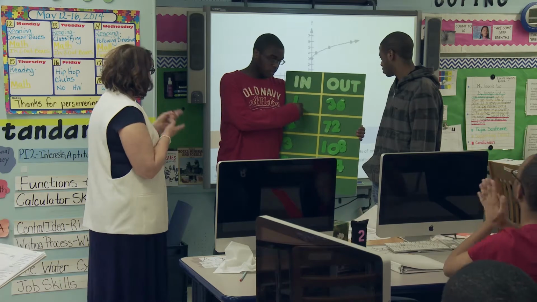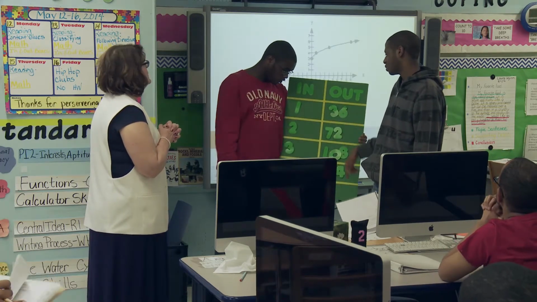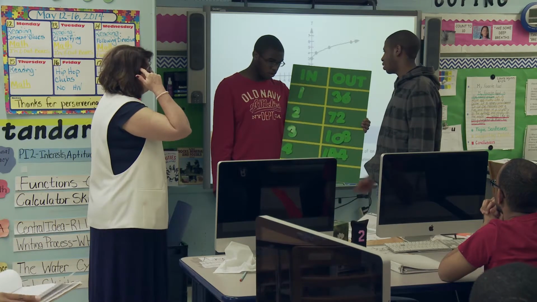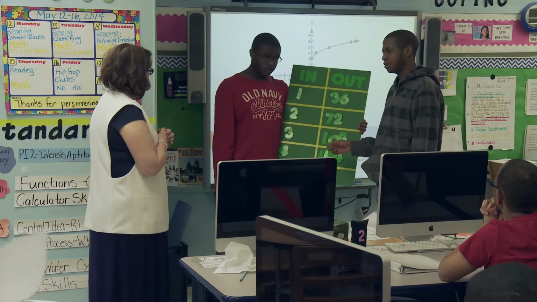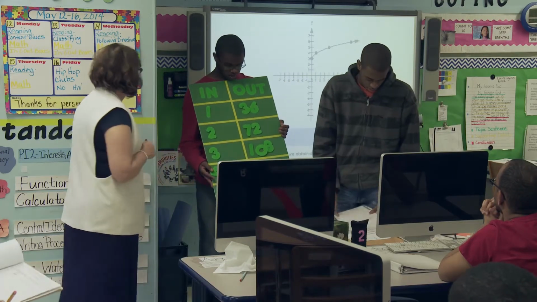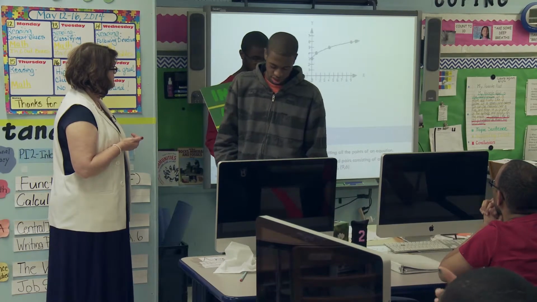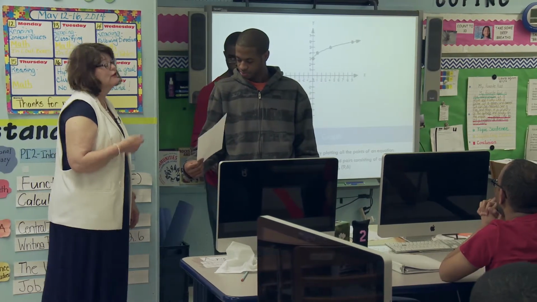Did you have time to graph it? 1 is 36. 36 times 2 is 72. Okay. 36 times 3 is 108. And 36 times 4 is 144. Ooh, I'd have to use a calculator, but I trust that you're right. Good job. Did you have time to graph it? Yeah. Okay, good. Perfect, thank you.